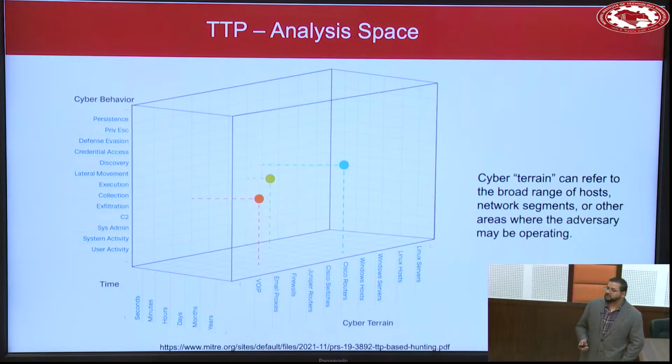So it says cyber terrain can refer to the broad range of host, network segments, or other areas where an adversary may be operating. Examples are Linux servers, Linux hosts, Windows servers, Windows hosts, Cisco routers, switches, Juniper routers, firewalls, email proxies, voice over IP. What is voice over IP?